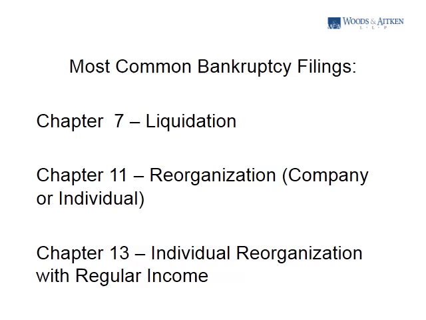Generally, there are 3 types of bankruptcy filings or cases you'll see most often. Chapter 7, which is the liquidation, either individual or company. Chapter 11, reorganization, typically a company, it can be a larger income individual. And Chapter 13, which is an individual reorganization for someone with regular income.